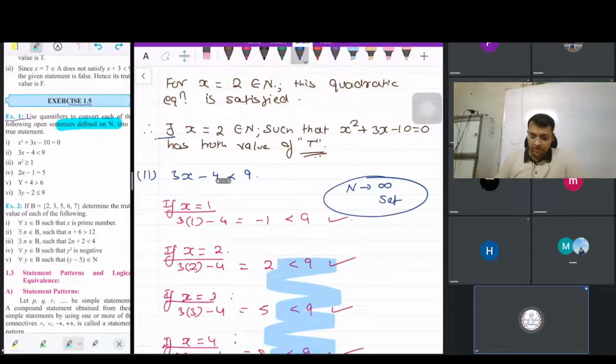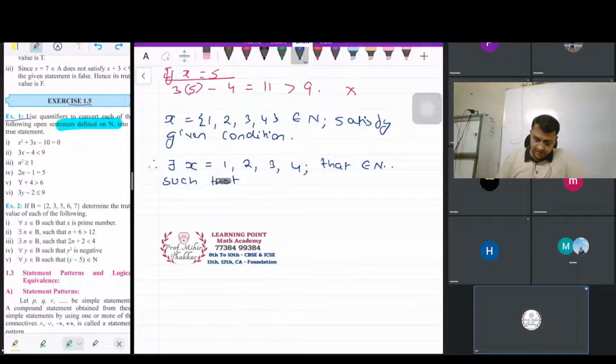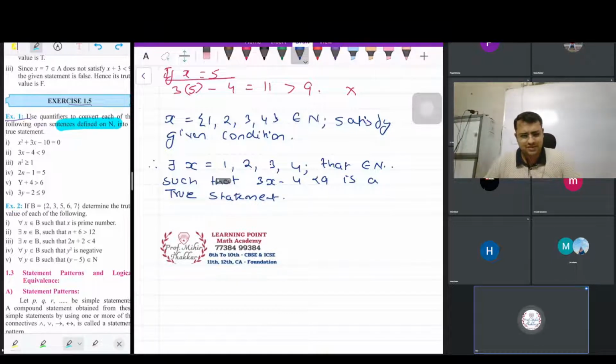Therefore, as I wrote in the above statement, can you see this? I have used the symbol of there exists. So I will use the same pattern of writing the answer. There exists x is equal to 1, 2, 3 and 4 that belong to n, such that what was it? It is 3x minus 4 less than 9 is a true statement, or maybe if you want you can write has a truth value of T. So that's up to you.